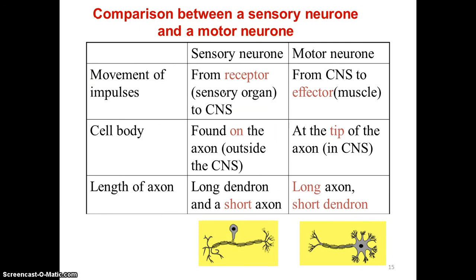What are the differences between the sensory neurons and the motor neurons? First, we look at the movement of the impulse. Sensory neurons carry it from the receptor or the sensory organs to the central nervous system. But motor neurons go the other way, from the central nervous system to the effector to bring about the actions. This is the cell body of the sensory neuron. They are found on the axons outside the central nervous system.